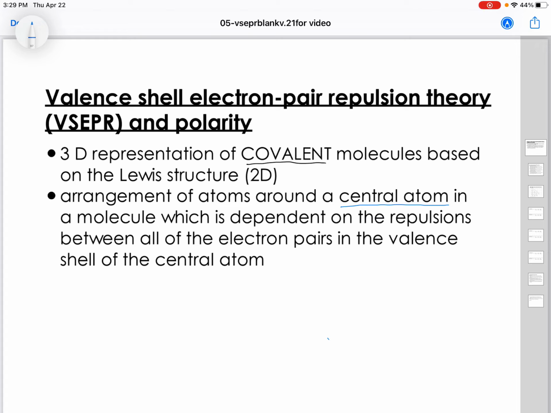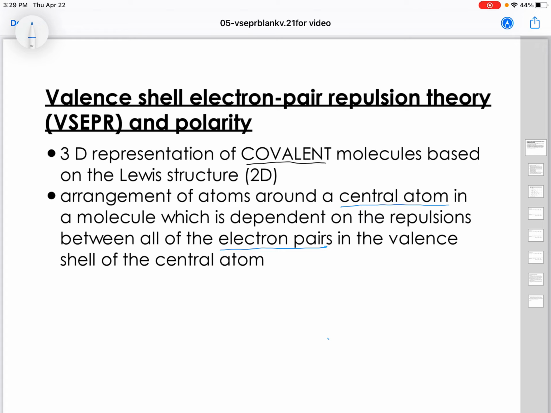and so we can predict the 3D shape based on electron pairs. So they want to be as far apart from each other as possible, but they have to still maintain an attraction to the central nucleus. So you can actually measure the bond angles between the surrounding atoms. And if you continue in chemistry, that would be a concept that you might have to deal with.